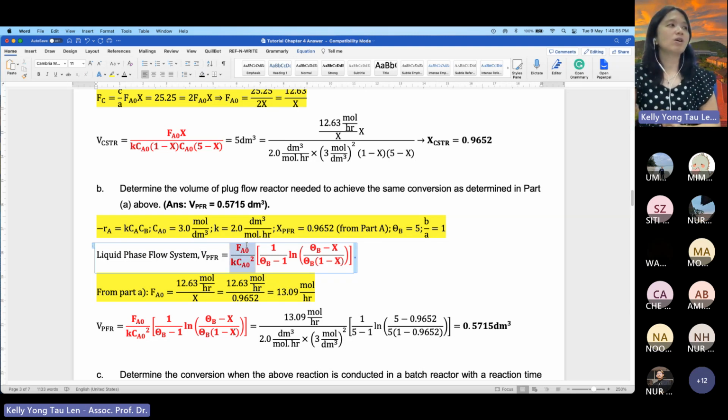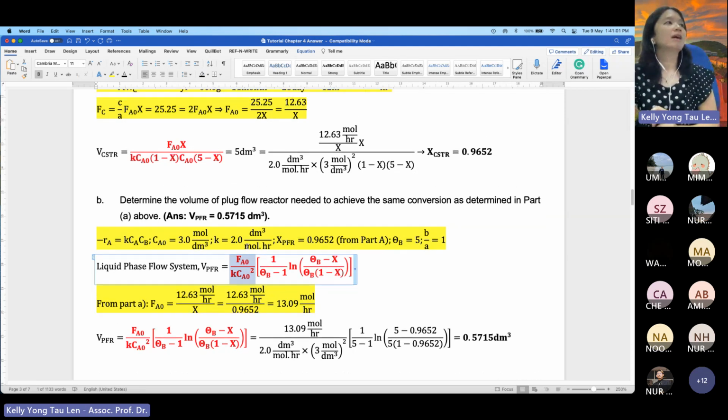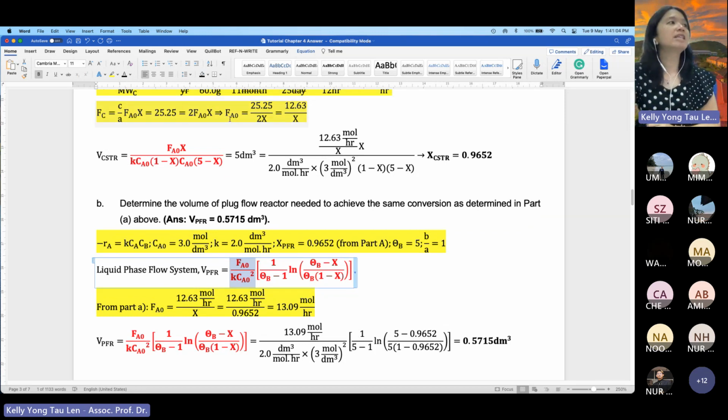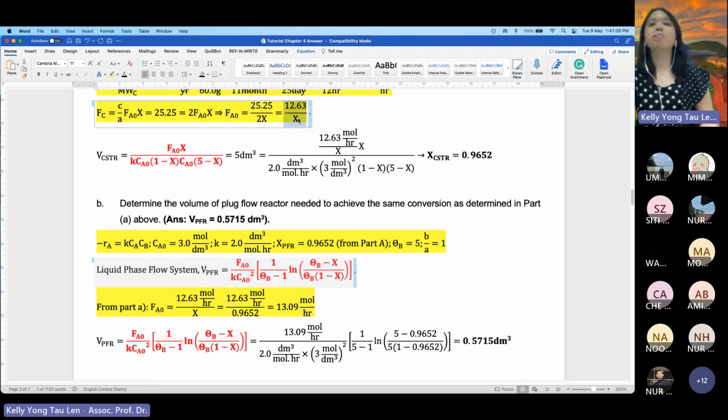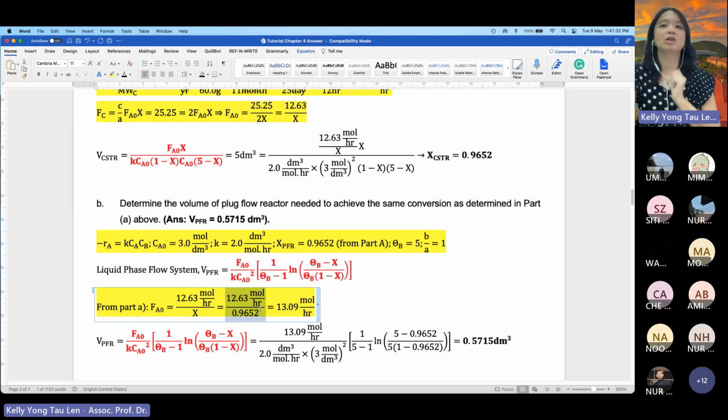So first of all, FA0. So jadi masalah, again, FA0 ni kita tak tahu. Okay, so kita tengok balik. Tapi dalam question A, kita dah tahu correlation dia. FA0 sama dengan 12.63 per X. Kita dah kira daripada part A tadi, kita tahu perkaitan dia. FA0 sama dengan 12.63 bahagi dengan X. Now, dalam part B, kita dah tahu conversion dia sebab dia kata conversion part B sama dengan part A. So, kita dah boleh replace the X with 0.9652. Okay, so you can now get your FA0 as 13.09.